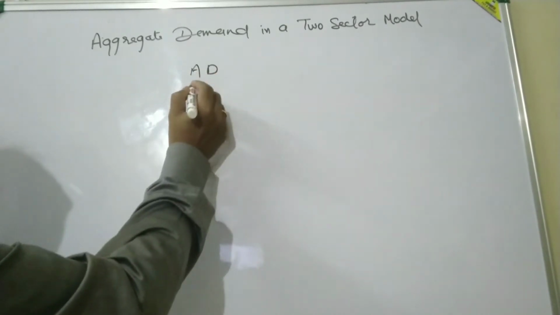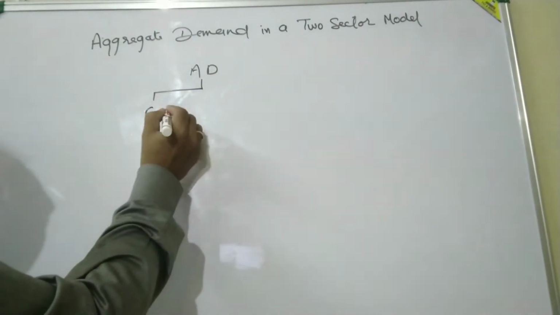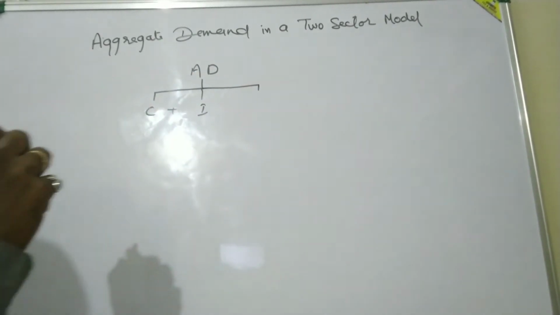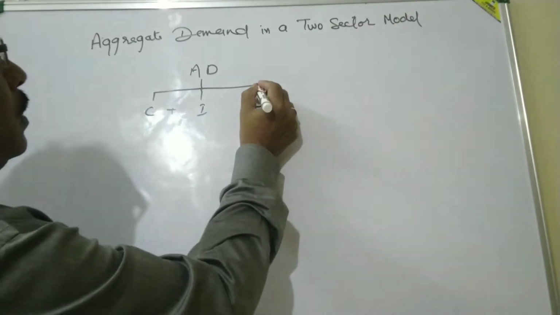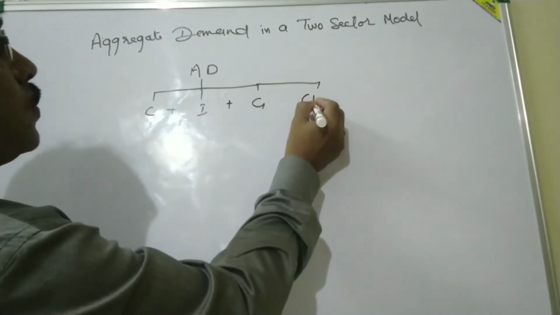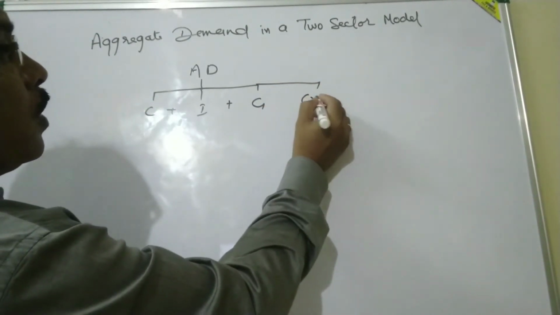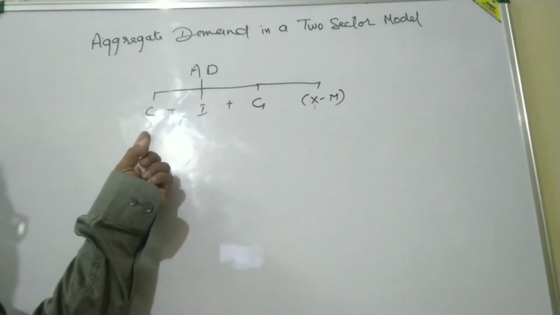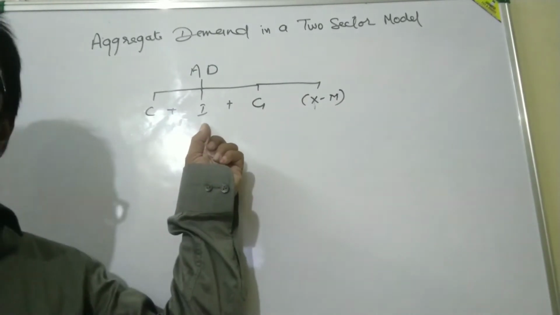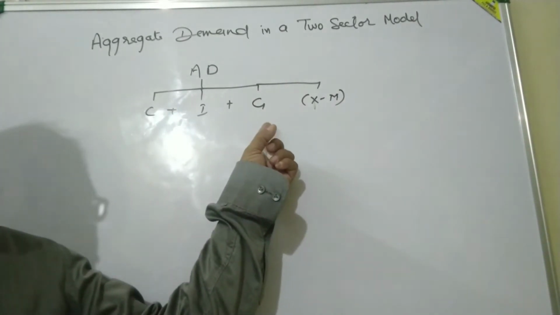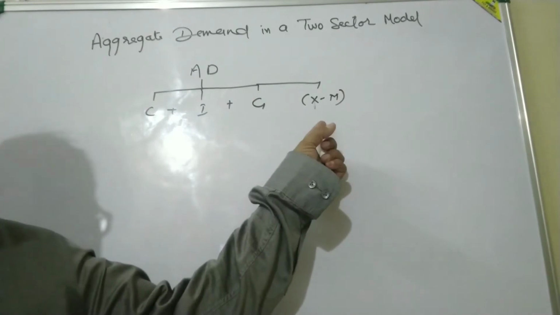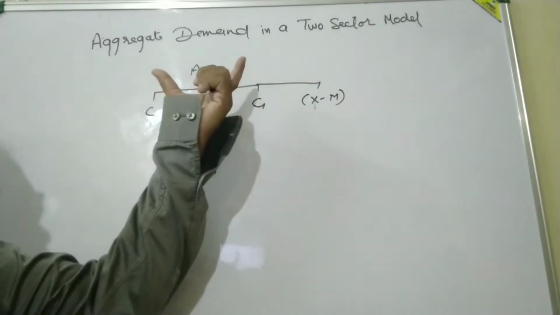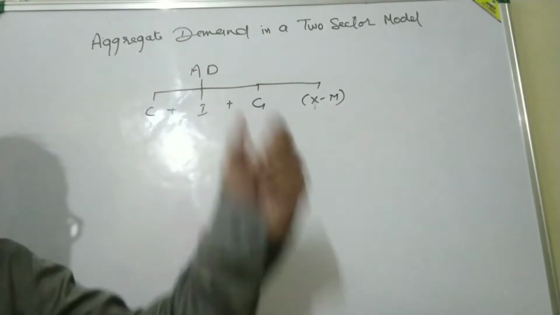equal to C plus I plus G plus X minus M. Here C is your consumption expenditure, I is your investment expenditure, G is government expenditure, and X minus M, that is your net exports. So this is what we have seen are the components of aggregate demand.